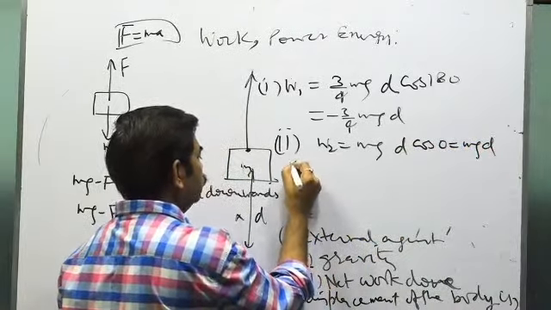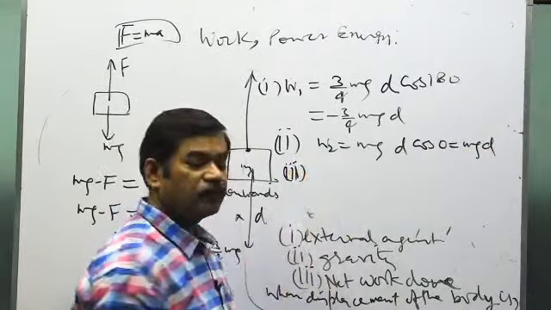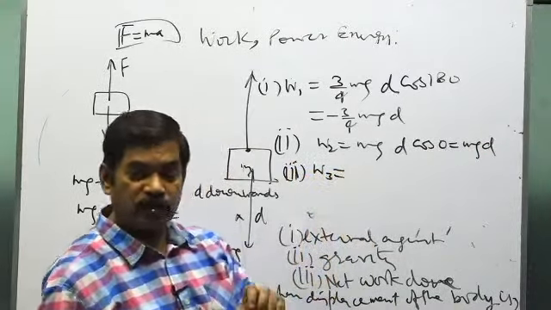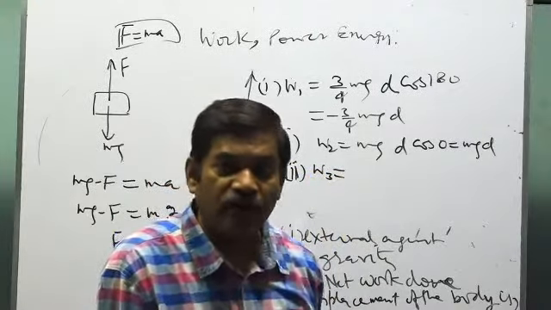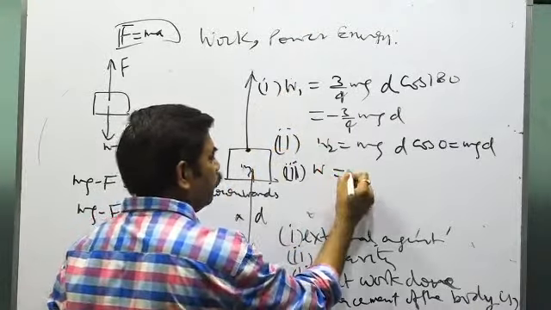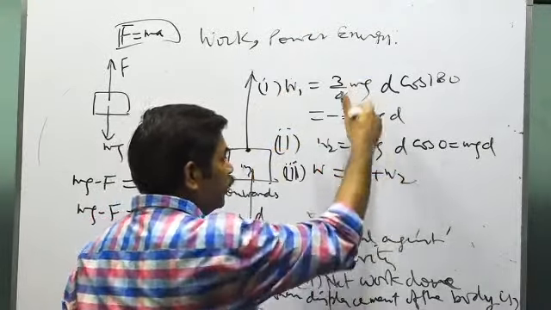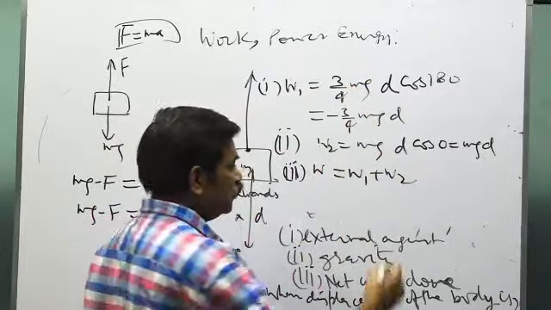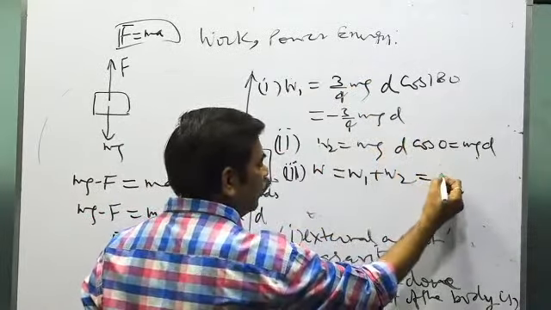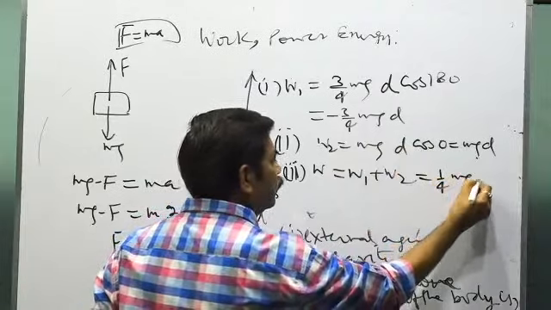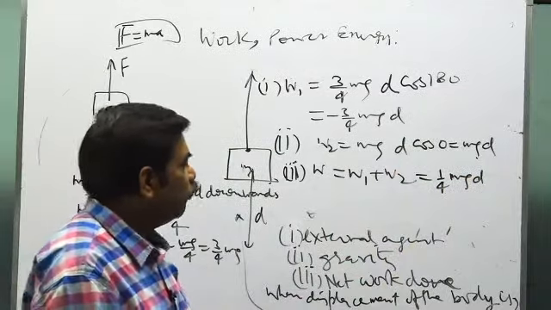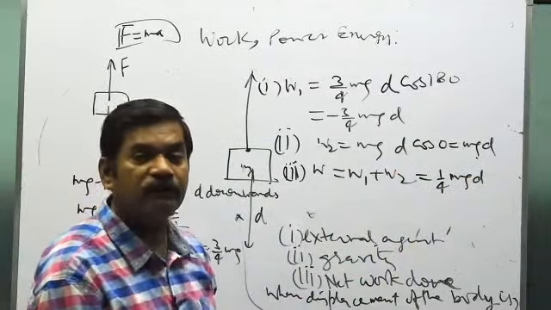Now see the third. The third point is what? W3, net work done. Because there are only two forces acting on the body, we calculated the work done by both the forces. So net work done W will be W1 plus W2, the sum of the work done by the two forces. So that becomes what? Minus 3 by 4 mgd plus mgd. You'll solve and get 1 by 4 mgd. This is the answer. W becomes equal to 1 by 4 mgd. This is the work done.